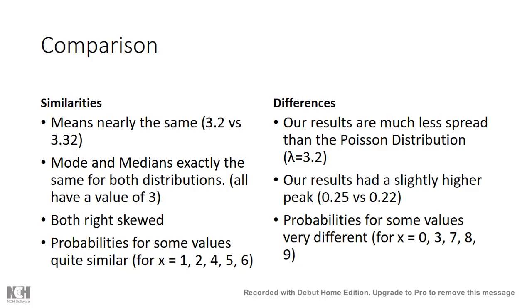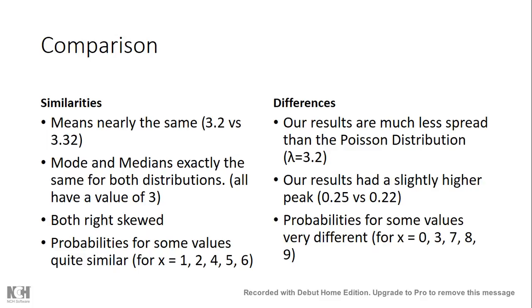So here are the points that we've picked up. The means are nearly the same. They're actually a bit different, but they're pretty close. The mode and median are exactly the same for all of them. So the mode for both is 3, the median for both is 3. They're both right skewed, and some of the values of x have quite similar probabilities. The differences: the discrete random variable we were looking at had less spread than the Poisson. Our results had a slightly higher peak, and some of the other values were very different.